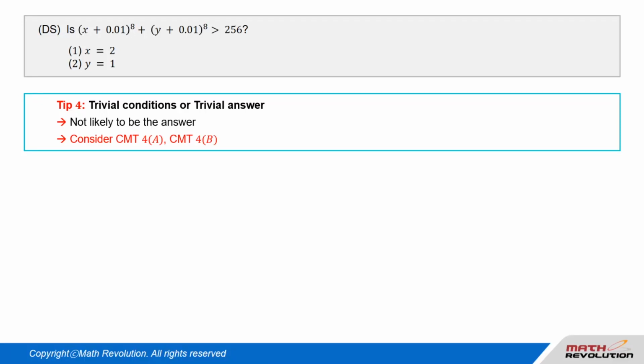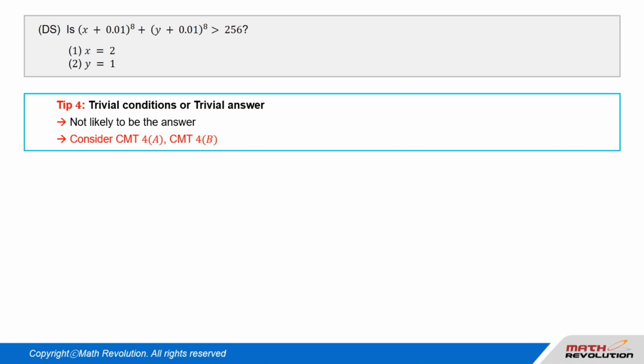Question 2. DS: Is (x + 0.01)^8 + (y + 0.01)^8 > 256? Condition 1: x = 2. Condition 2: y = 1. Solution. Now we will solve this DS question using the variable approach.